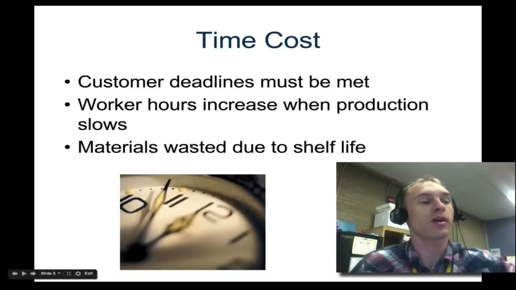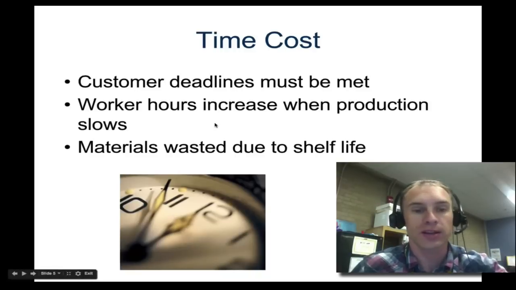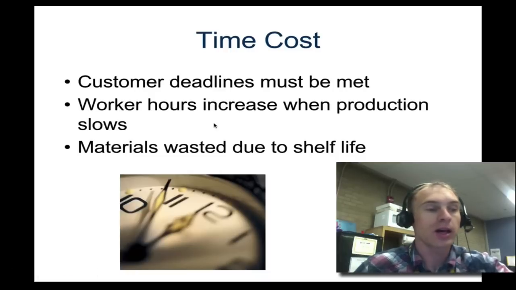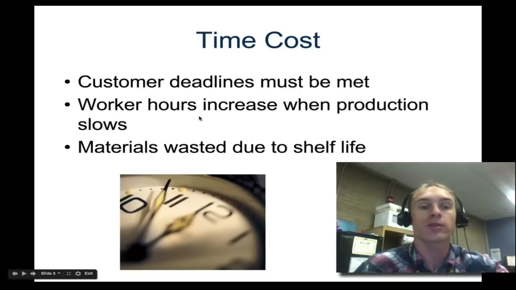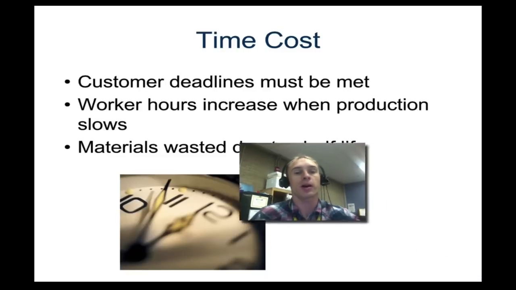So let's look at time cost. Time has many different impacts. Customer deadlines have to be met. Worker hours might have to increase if production slows. Also, materials can be wasted because they have a shelf life. So if you have to produce something in a certain amount of time because you guarantee it, then you may have to ask workers to work overtime, and then that's going to cost you a little bit more. So there's also time costs involved.